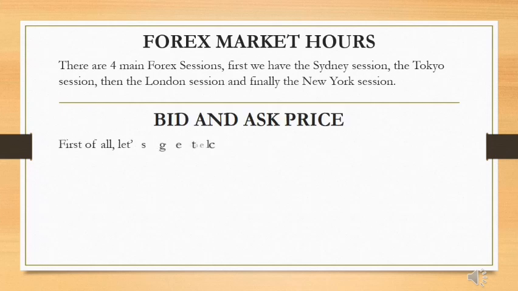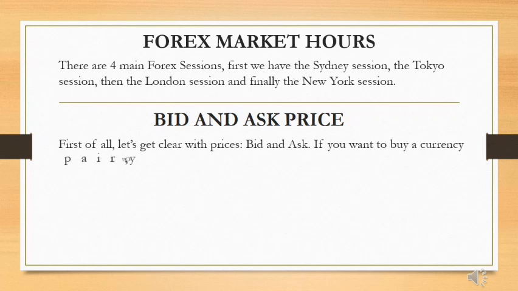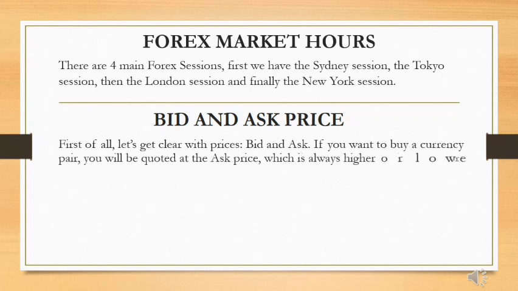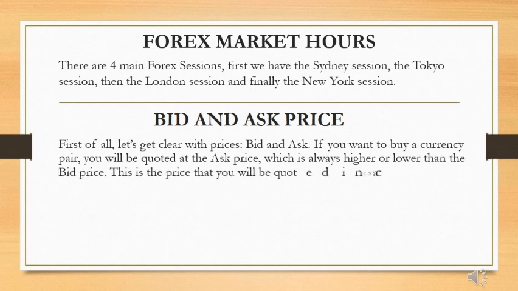Next we will be discussing the bid and ask price. First of all, let's get clear with prices, bid and ask. If you want to buy a currency pair, you will be quoted at the ask price, which is always higher than the bid price. This is the price that you will be quoted in case you want to sell the currency pair.